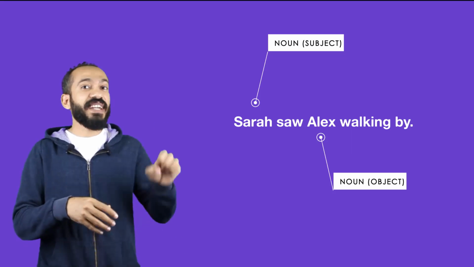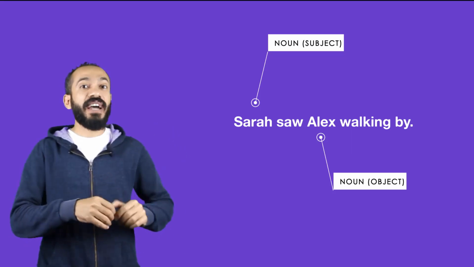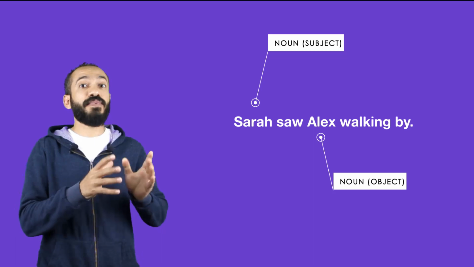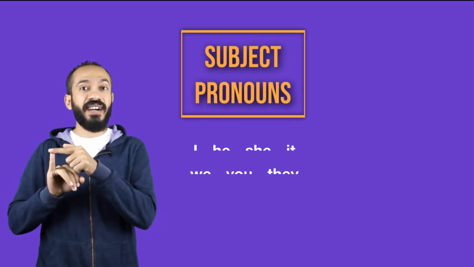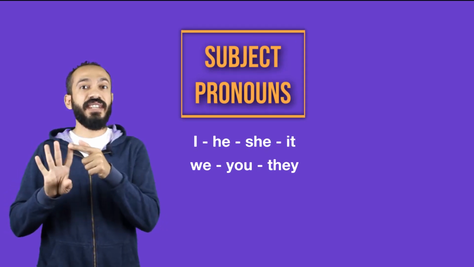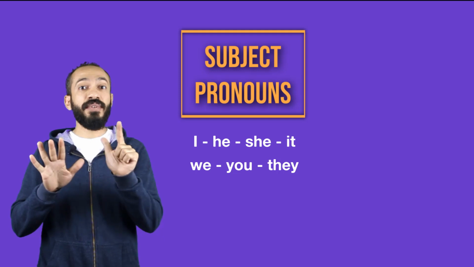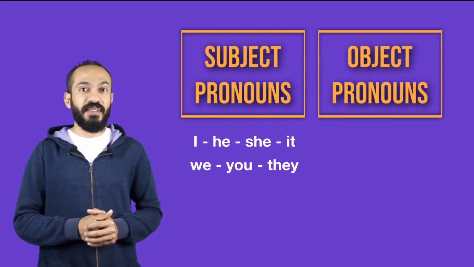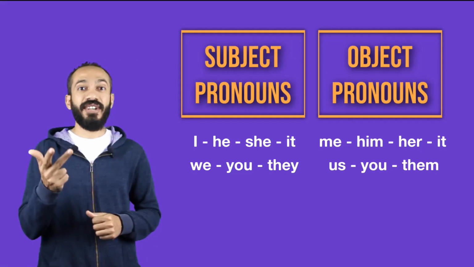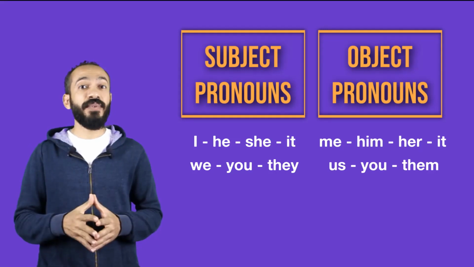And if you want to take away Alex and replace it with a pronoun, you have to use an object pronoun, because Alex here is the object of the sentence. So, what are the subject pronouns and the object pronouns? In English, we have 7 subject pronouns. I, he, she, it, we, you, they. And we also have 7 object pronouns. Me, him, her, it, us, you, and them.